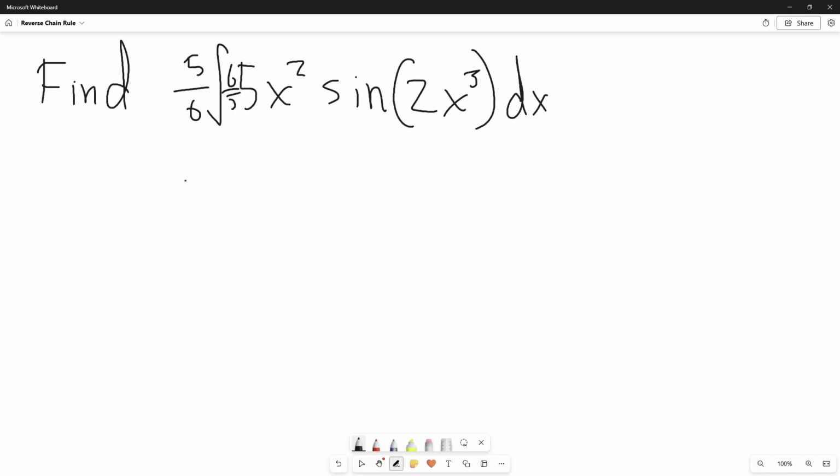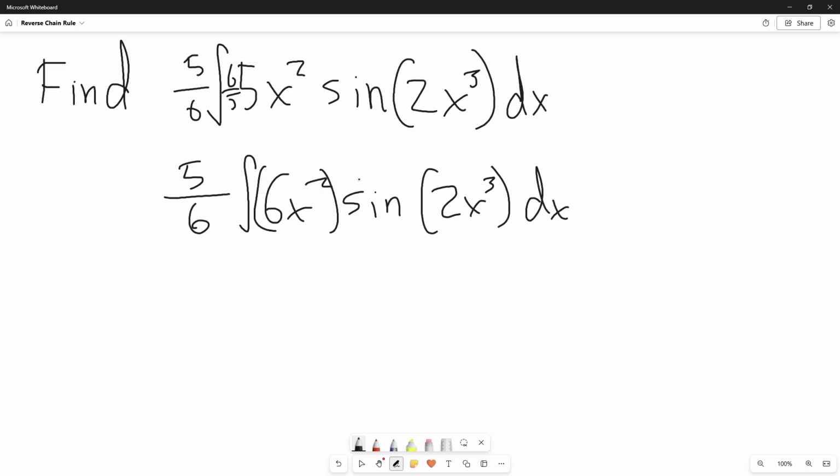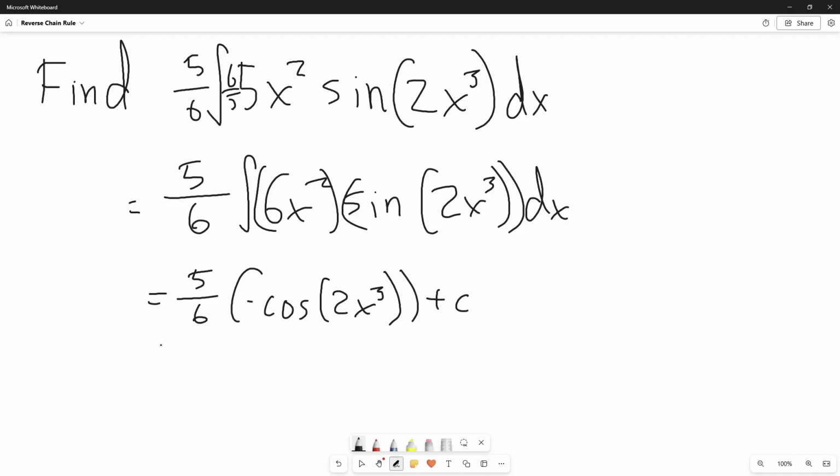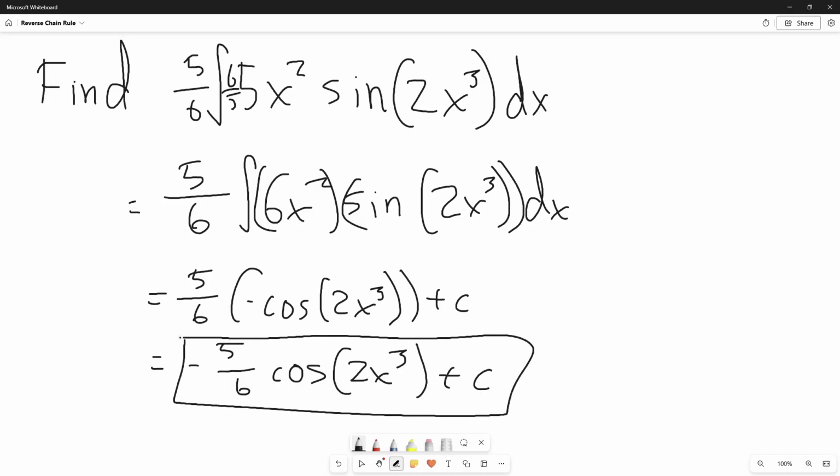So basically, let's rewrite this cleaner: 5/6 times the integral of 6x squared sine of 2x cubed dx. This is going to be our f prime of g of x, this is our g prime of x, and this is our g of x. The integral of sine of x is negative cosine of x. If you didn't know that, just think about it in reverse. What would I have to take the derivative of to get sine of x? It's cosine of x, but negative. So this is equal to 5 over 6 times negative cosine of x, but instead of x, we have our g of x, which is 2x cubed, plus c. And negative 5 over 6 times cosine 2x cubed plus c is our final answer.